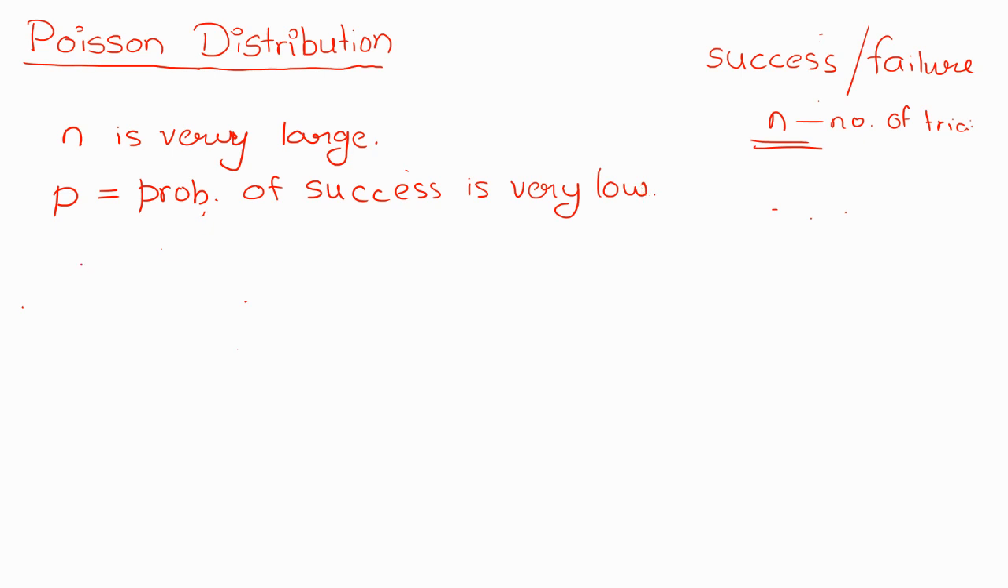Now we have to introduce one more term, that is np equals m. This m is my mean of the successes, or mean of the events happening, and sometimes it is even represented as mu. So m and mu are one and the same. It is just a matter of notations. The rest of the notations, like r, the number of successes, are similar to the ones we have seen in binomial distribution.